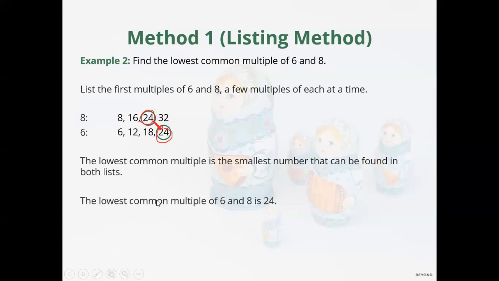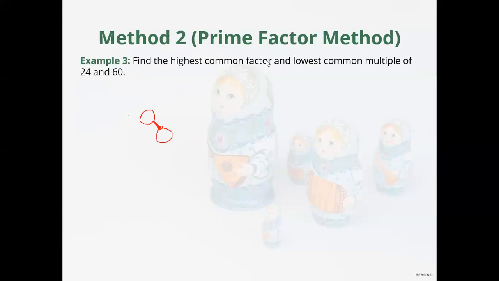Okay, so then they say the lowest common multiple is 24. Good. Now, let's move on to example 3. I'm going to find the highest common factor and the lowest common multiple of 24 and 60.